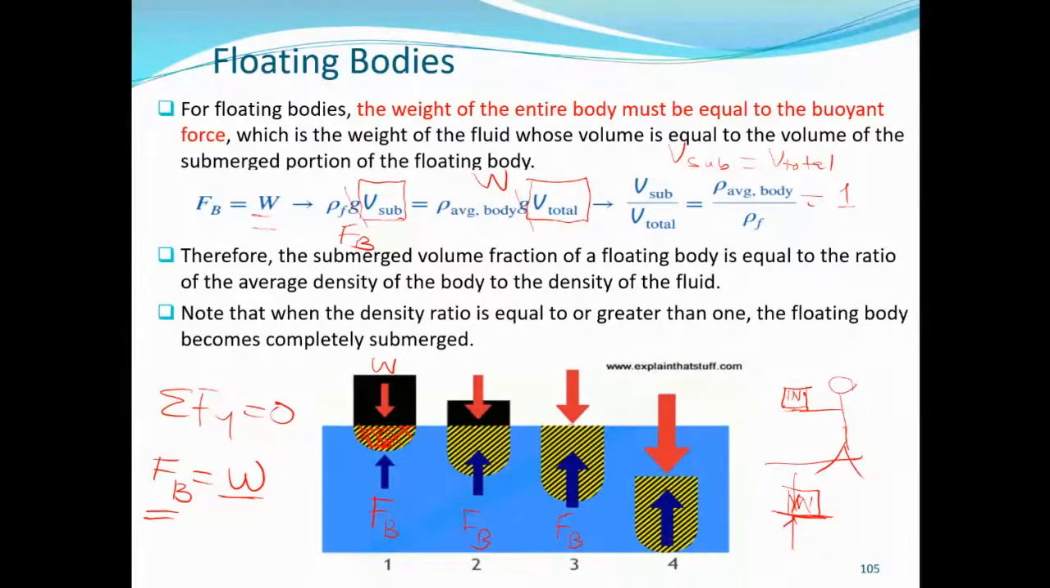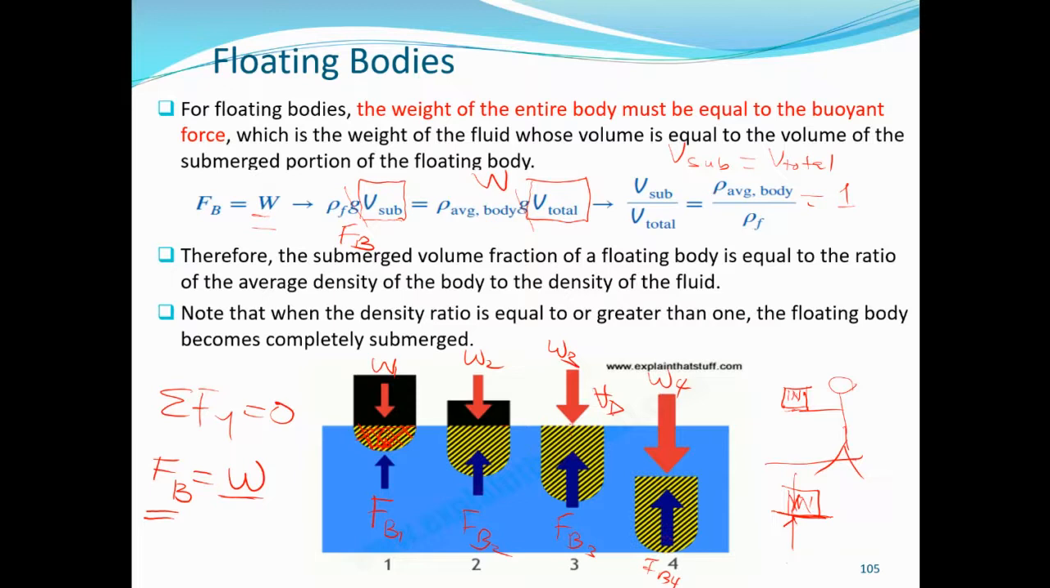Let me call them FB1, FB2, FB3, and FB4. When you increase the weight further, W1, W2, W3, W4, where W4 is greater than W3, the body can go down up to sinking to the bottom. But the buoyant force remains the same, because once the body is completely immersed in the fluid, the buoyant force attains its maximum value. That is the point when VD, the volume of fluid displaced, is maximum.